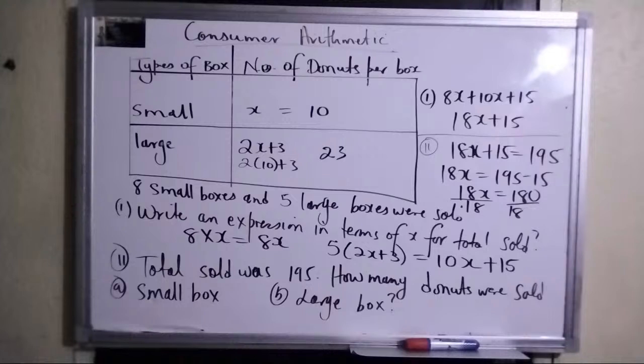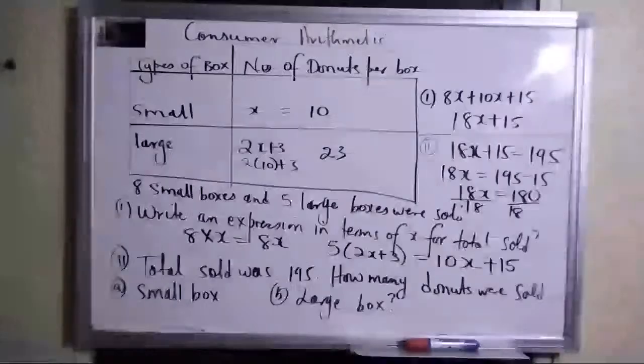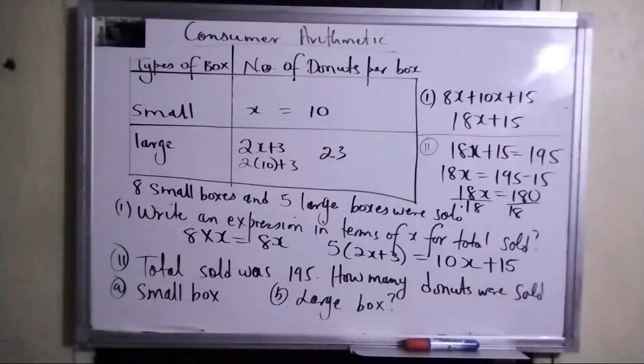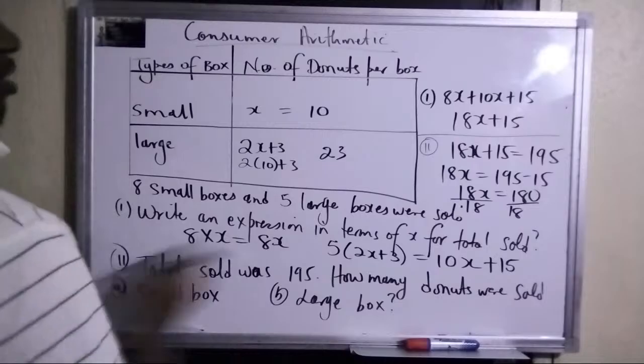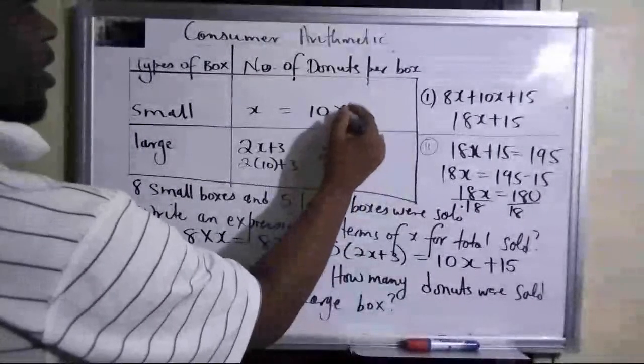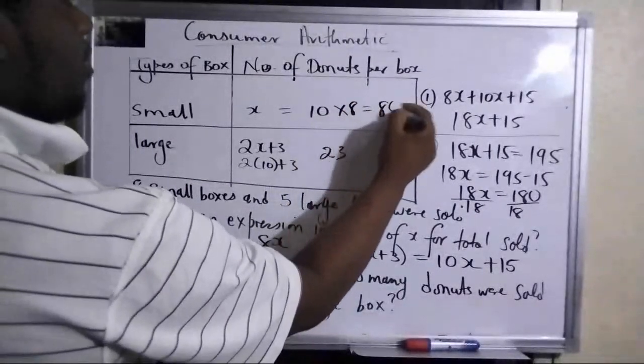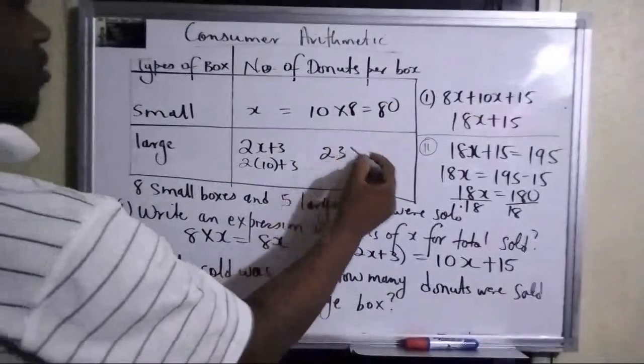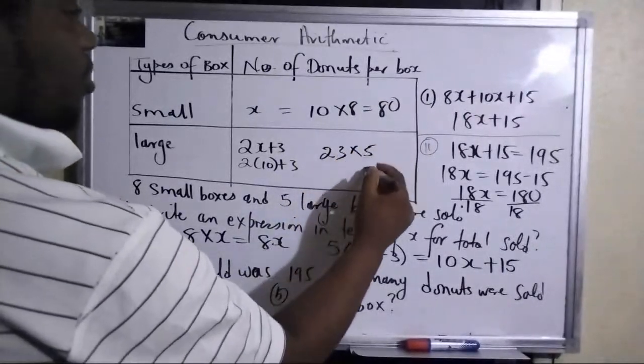And for the next one now, it's correct. Alright. So we sold 8 of this. So we sold a total of 80 small ones. And we sold 5 of this, which is equal to 115.